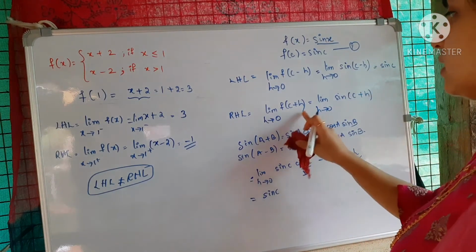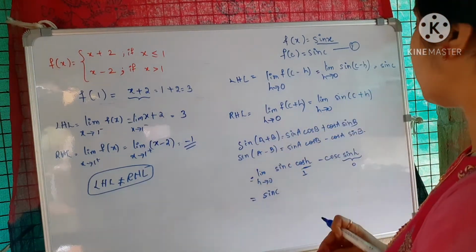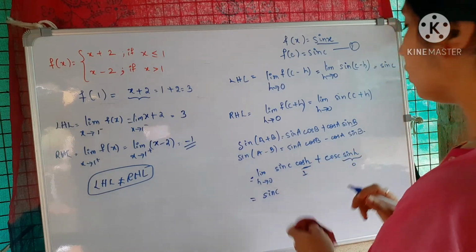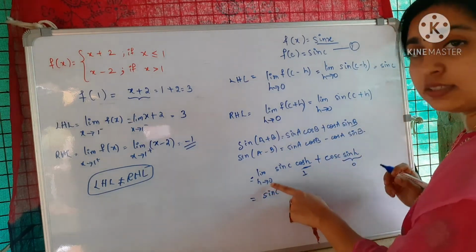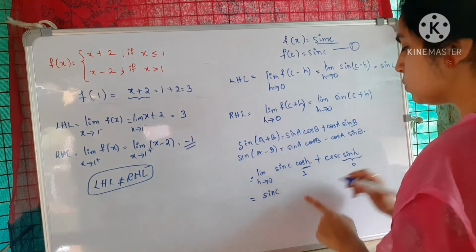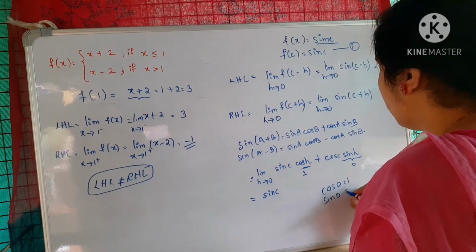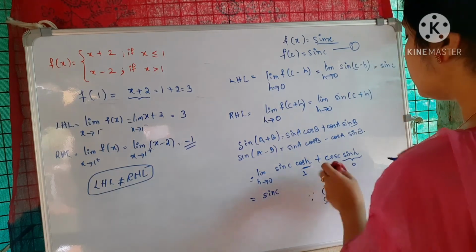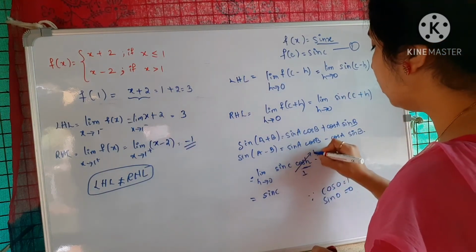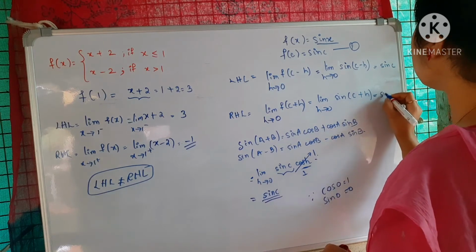Similarly, now I will consider the right hand limit, RHL. So sin c plus h, right? So I will consider this as plus now. Once again, if I apply the limit, that is h tending to 0, cos 0 becomes 1, and sin 0 will be equal to 0. So this term becomes 0 and this becomes 1. So the remaining thing is sin c. So even this is sin c.